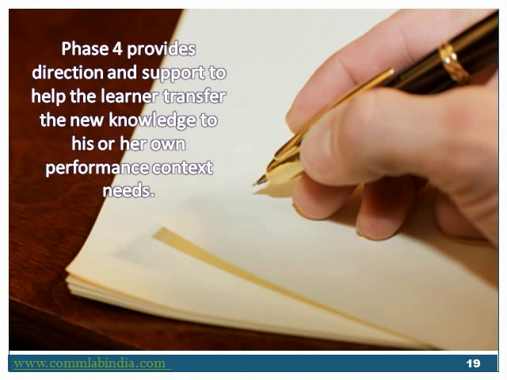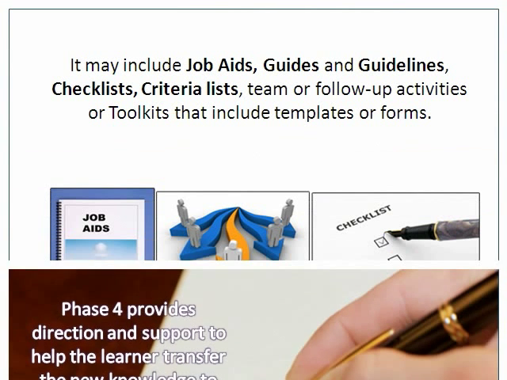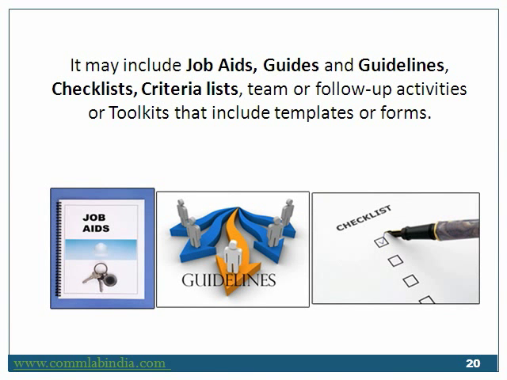Phase 4 provides direction and support to help the learner transfer the new knowledge to his or her own performance context needs. It may include job aids, guides and guidelines, checklists, criteria lists, team or follow-up activities, or toolkits that include templates or forms.